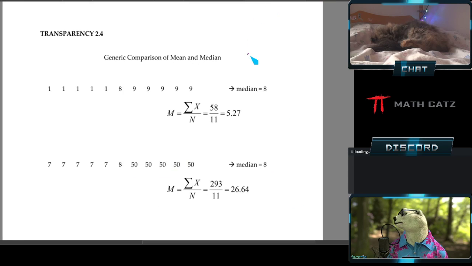Let's go to this one, just another example of the same thing. Let's suppose I have some scores here coming from whatever. I have a bunch of 1s and 8 and a bunch of 9s. The mean, average, is 5.27. The median is the middle one. It's already arranged for me. It's the 8.